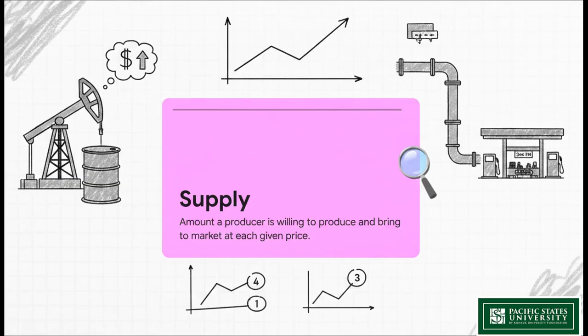Now let's flip the script and look at the other side of the transaction, supply. Supply refers to the amount of some good or service that a producer is willing to produce and actually bring to the market at each given price. While you and I as consumers are driven by utility and what we can afford, producers are fundamentally driven by one thing, the profit motive. Because of this, the law of supply states that there is a positive relationship between price and quantity supplied. Higher prices naturally and very powerfully encourage producers to supply larger quantities. Lower prices decrease the quantity supplied.